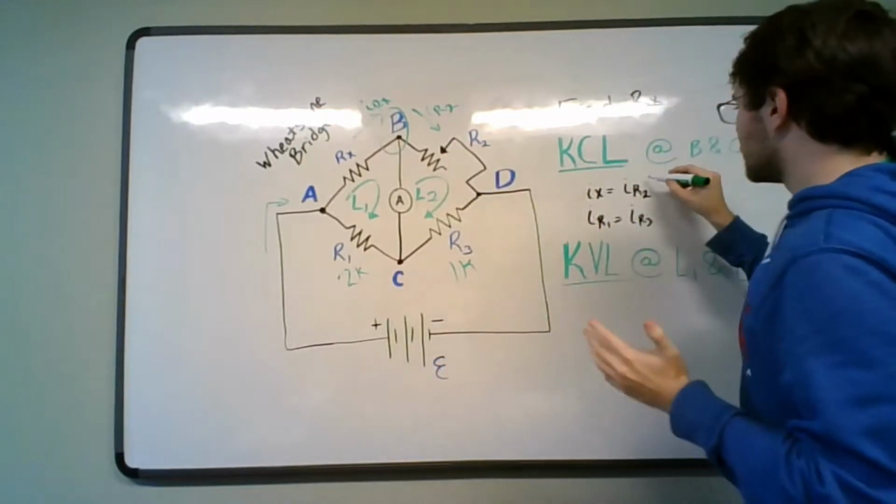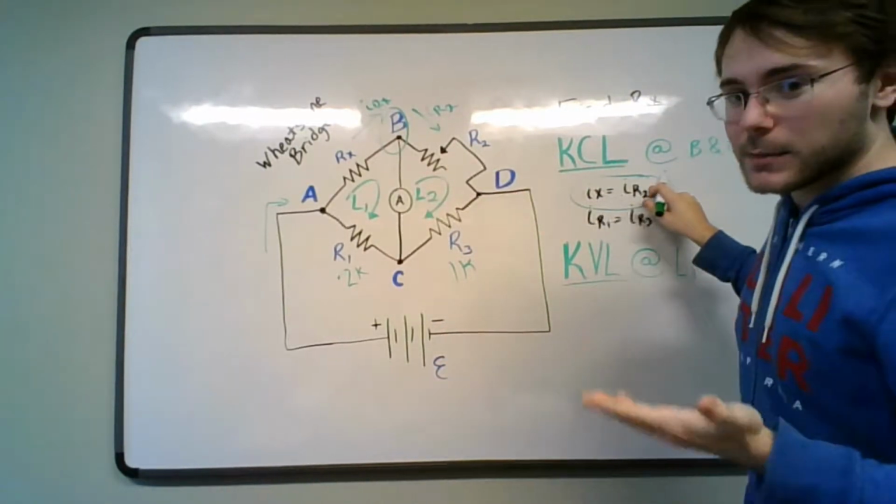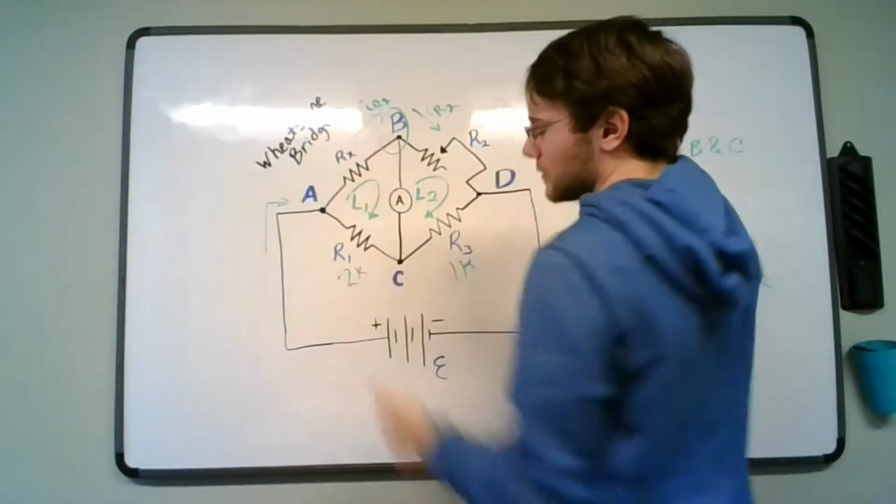Therefore, you can get this equation right here where the current through the unknown resistor equals the current through the decade box, R2 in our case. Basically saying these are equal currents.